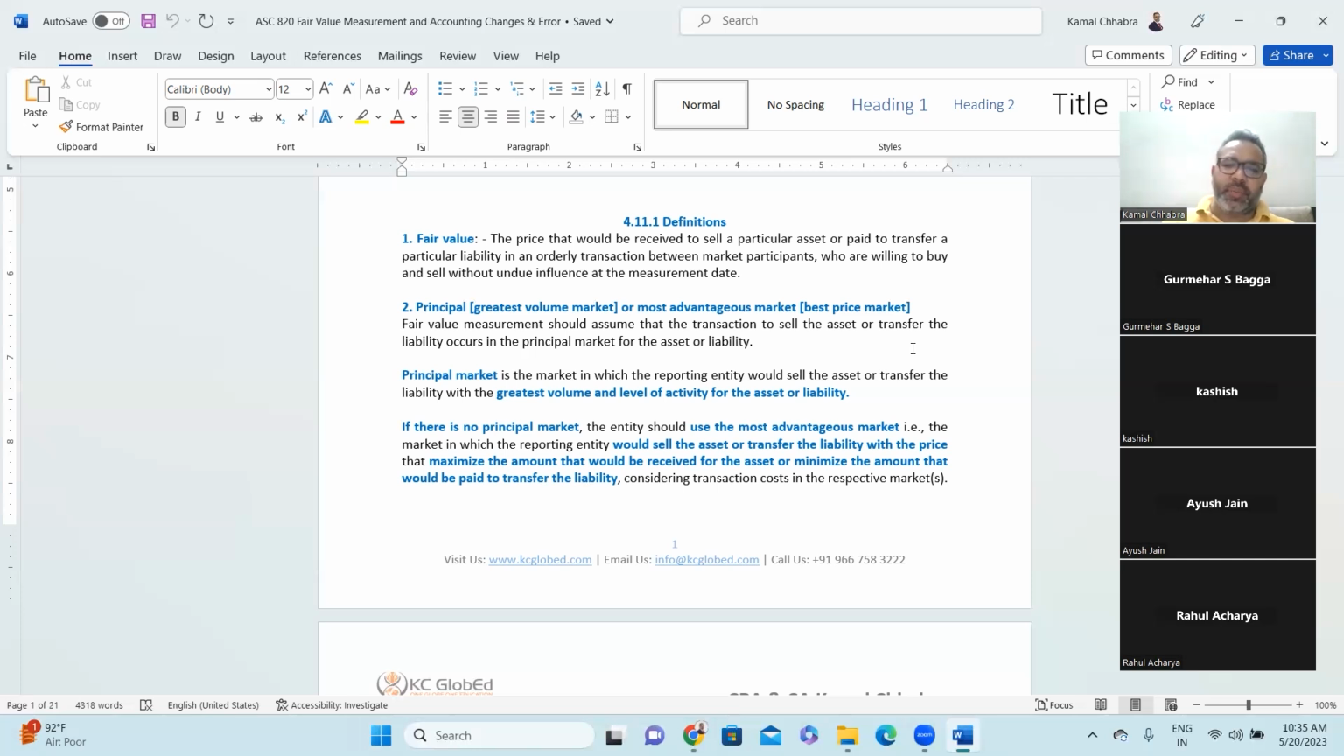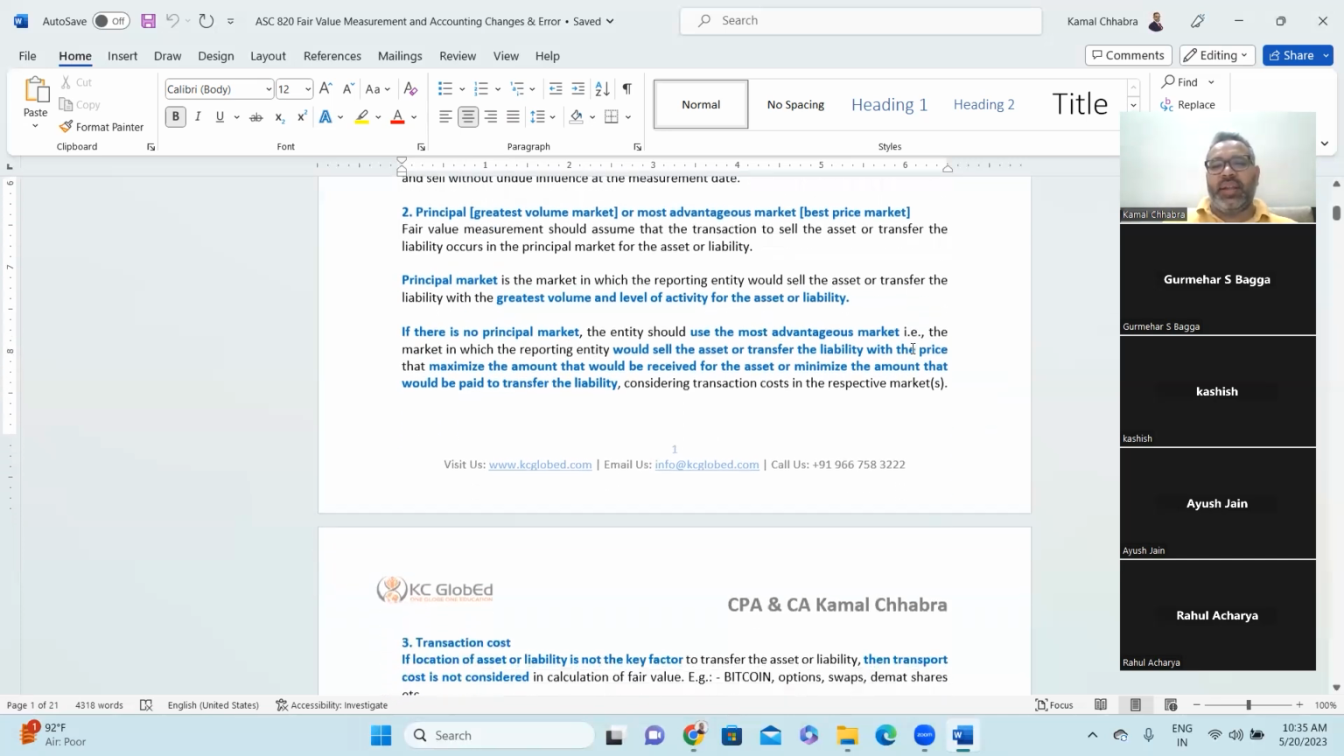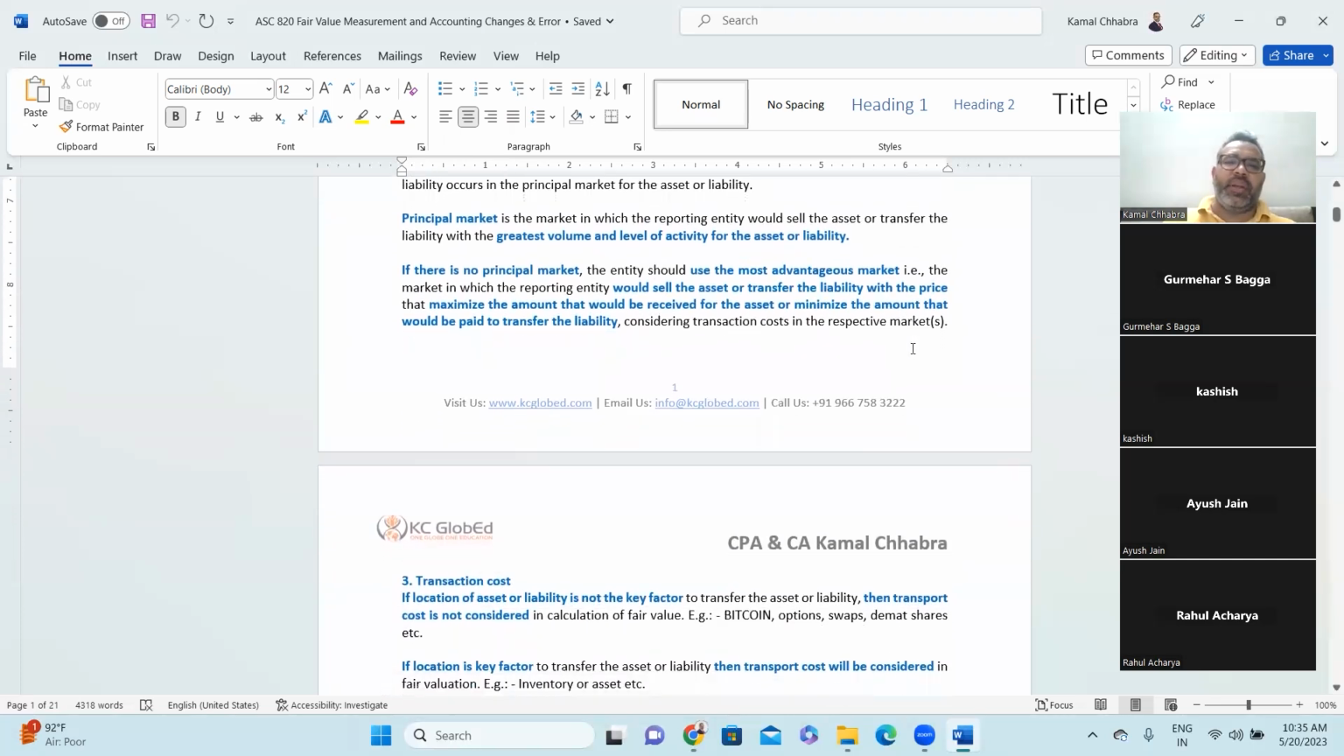So what is the principal market? The principal market is the market in which the reporting entity would sell the asset or transfer the liability with the greatest volume and level of activity for that asset. So what do you mean by greatest volume? Any idea?